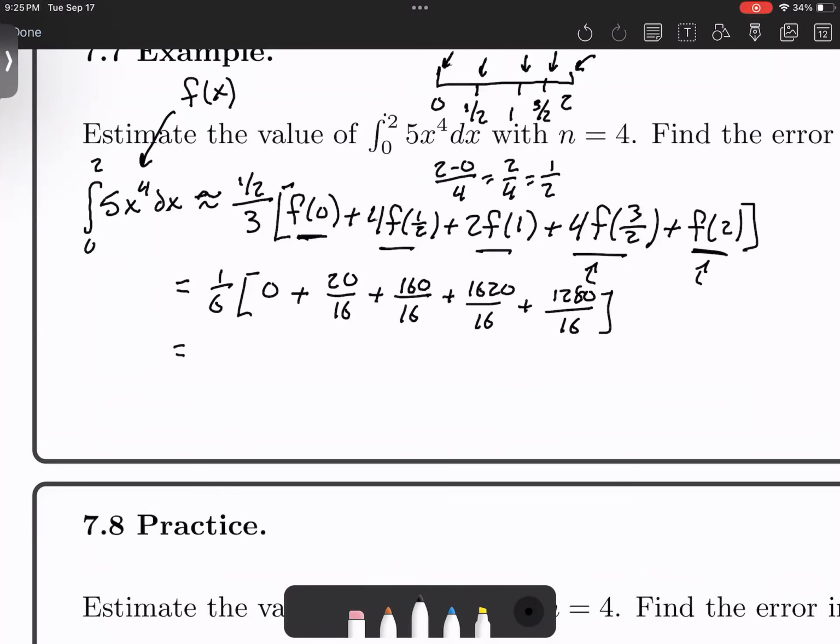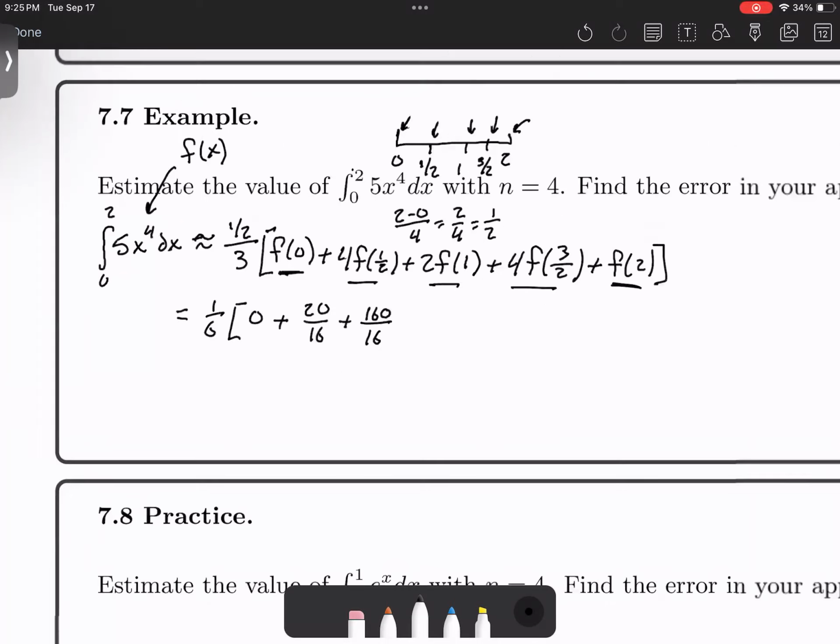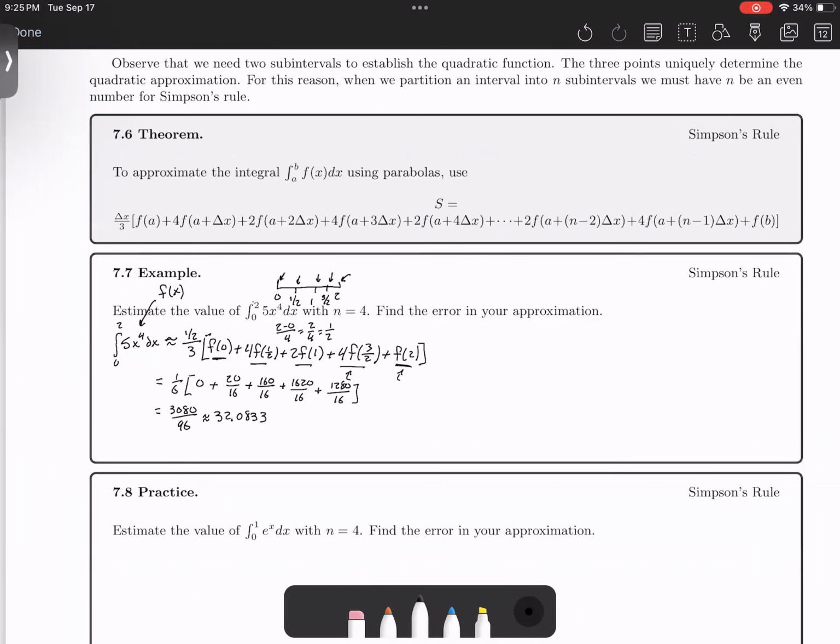So running through the algebra here, we have 3080 over 96, or approximately equal to 32.0833. So Simpson's rule says that the approximate definite integral is 32.0833, roughly.